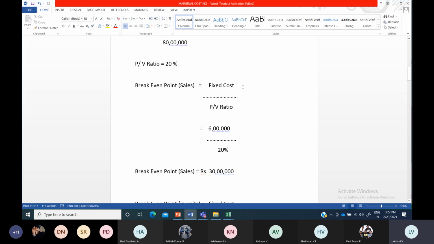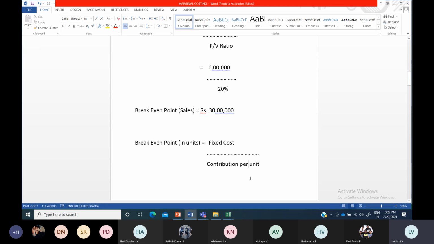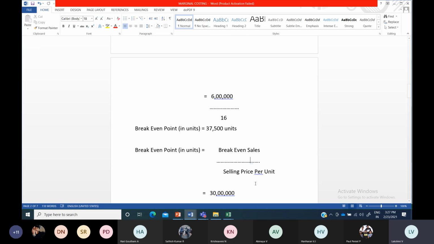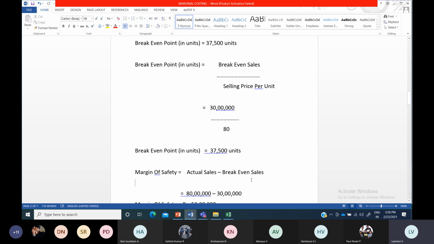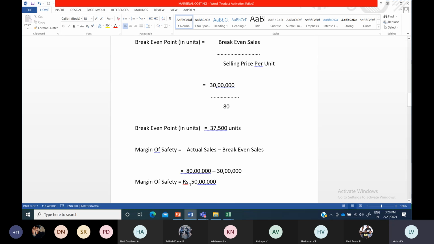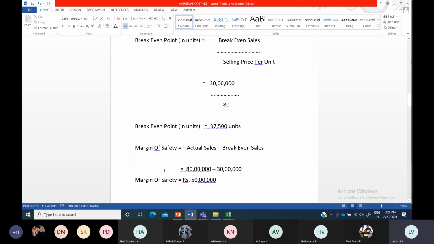Fixed cost divided by contribution per unit. See here, this one. You can also use this formula. Any of them, the same answer only you will get. Use one thing. And margin of safety, if you see, is actual sales minus break even sales. Actual sales, this one. Break even sales is 30 lakhs, you will get 50 lakhs.